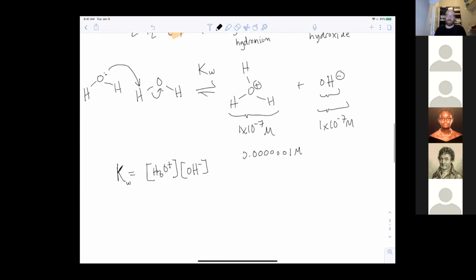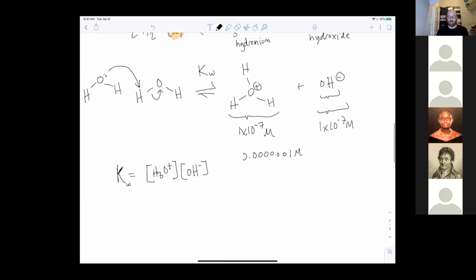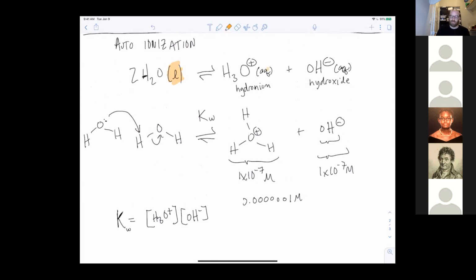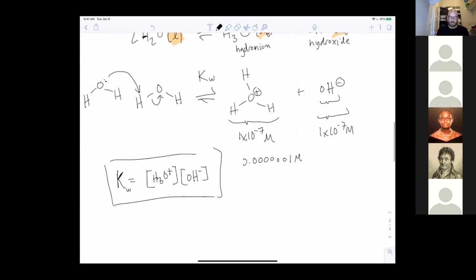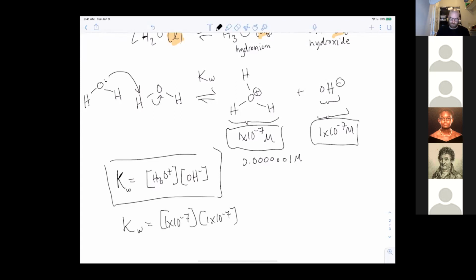I tend to just say it out. The products are all aqueous. You'll note that these are aqueous, and so these actually enter into our expression for the equilibrium constant. So we can calculate Kw for this, and we'll see that this comes in handy. Kw is just going to be equal to 1 × 10⁻⁷ times 1 × 10⁻⁷, which will just be 1 × 10⁻¹⁴.